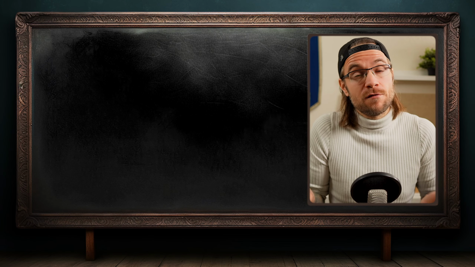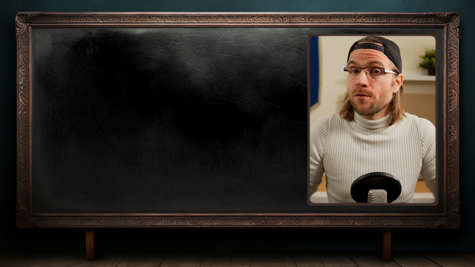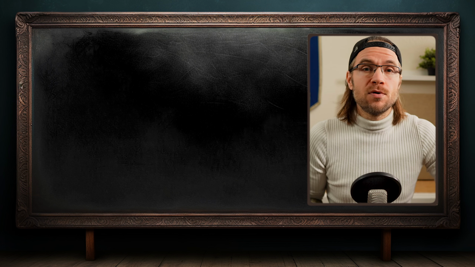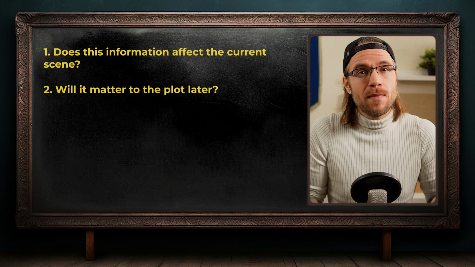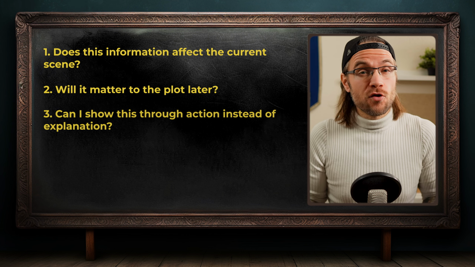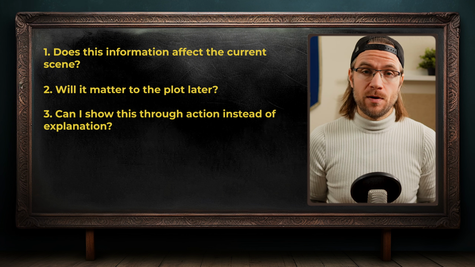When I'm writing political fantasy now, I ask myself 3 questions before including any political detail. Does this information affect the current scene? Will it matter to the plot later? Can I show this through action instead of explanation? If I cannot answer yes to at least one of these questions, that detail probably doesn't need to be included, no matter how clever I think it is.